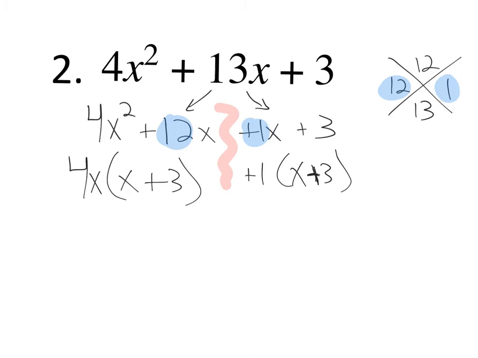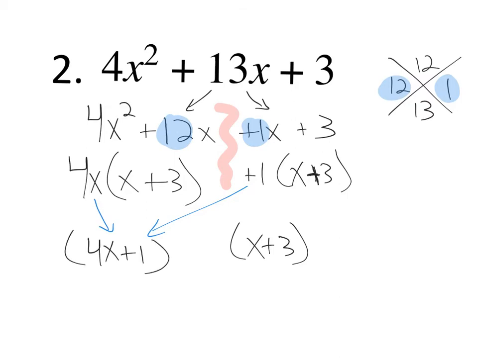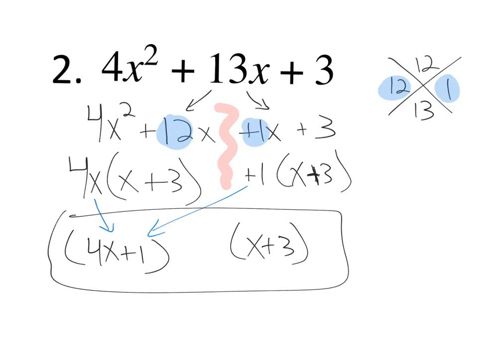So to finish, we're going to have that expression that was in parentheses as one of our factors, and then we're going to combine the greatest common factors as our second factor. So 4x plus 1. So the final answer would be 4x plus 1 and x plus 3.